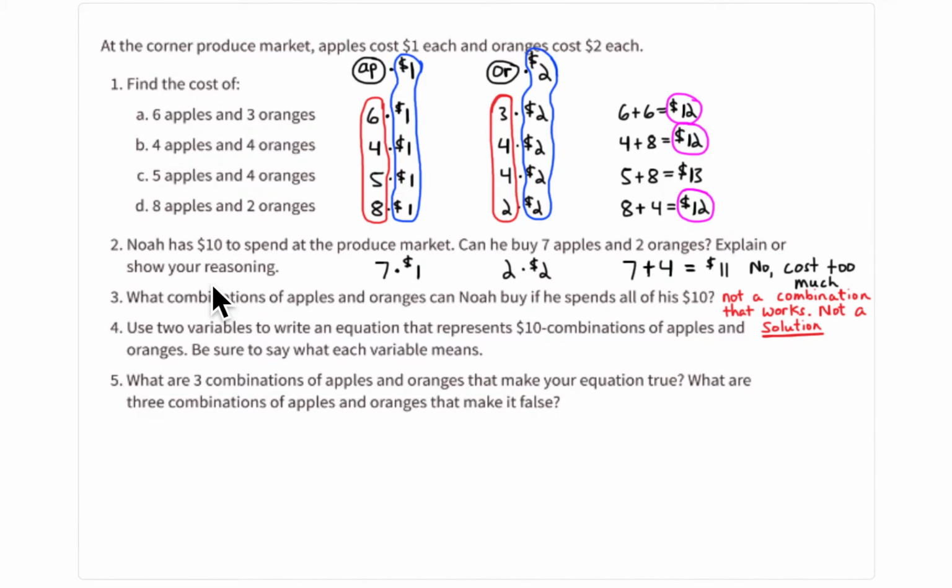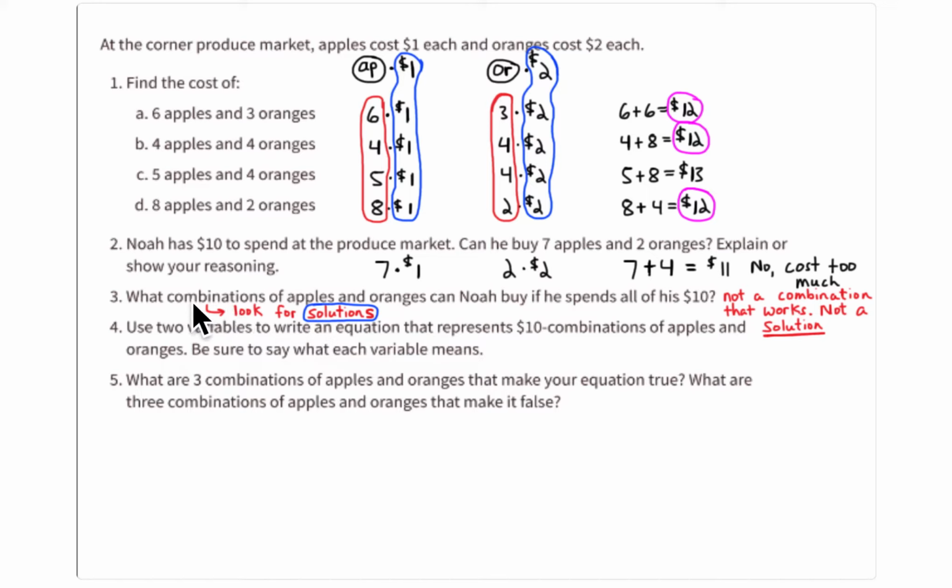So then, moving towards that idea, what if Noah has $10 to spend? Can he buy 7 apples and 2 oranges? And the answer to that is no, he can't, because the apples are going to cost him $7, the oranges are going to cost him $4, and so he adds that cost together, it costs him $11. So no, it costs too much. So he can't buy 7 apples and 2 oranges. That is not a combination that works. And so what we're going to say is that is not a solution to this problem. A certain number of apples and a certain number of oranges that equals $11 is not a solution.